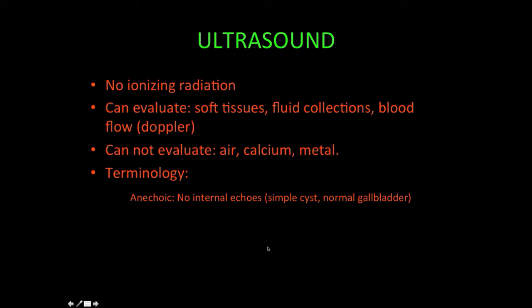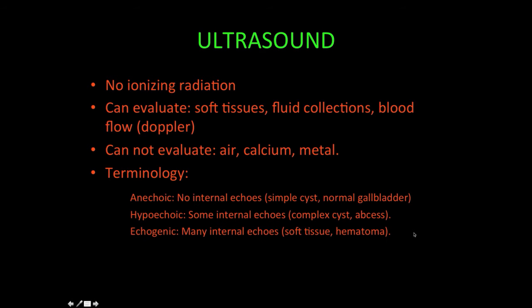So terminology in ultrasound. Anechoic, meaning there are absolutely no internal echoes, no noise. Examples of this would be a normal gallbladder and a simple cyst. Hypoechoic, that refers to something that has very little internal echoes, but it has some. And we can see that, of course, in different grades of complex cysts and abscesses. Echogenic, that means that it's sonographically dense. It has many internal echoes, and examples of that would be when you image soft tissues or you image a big collection with blood products, a hematoma.